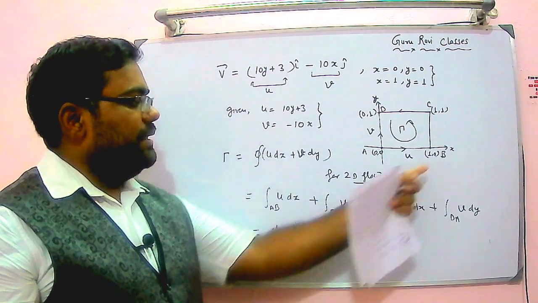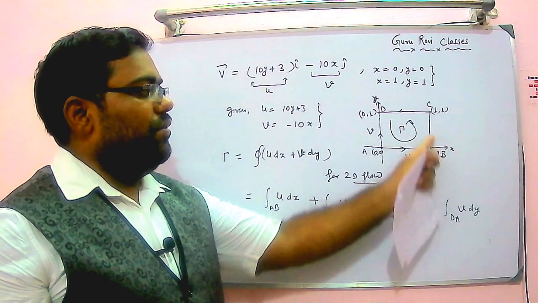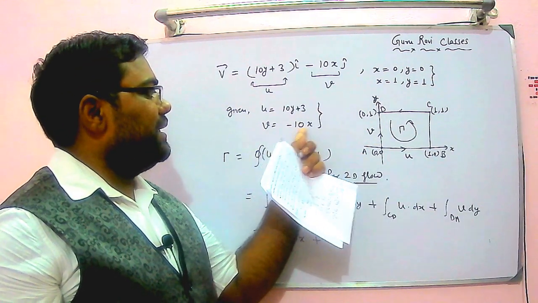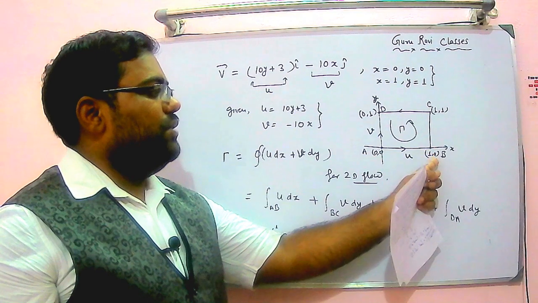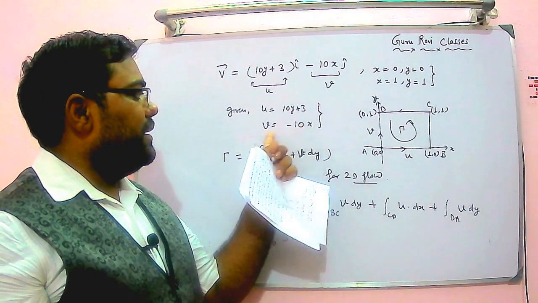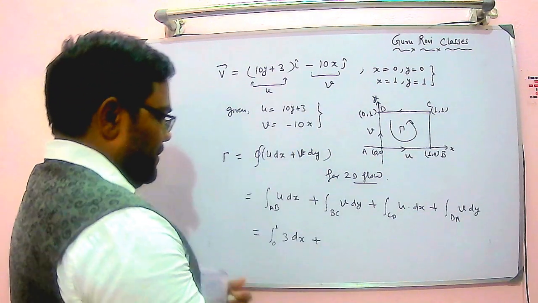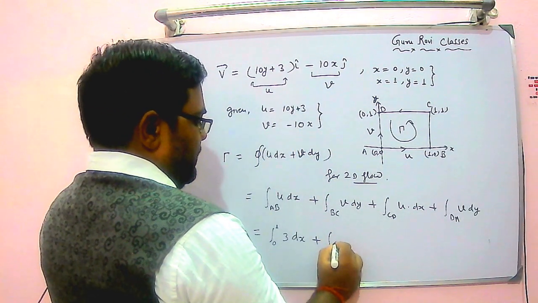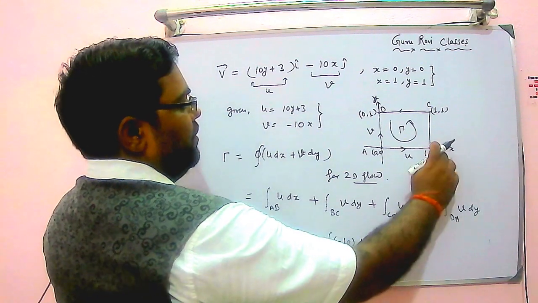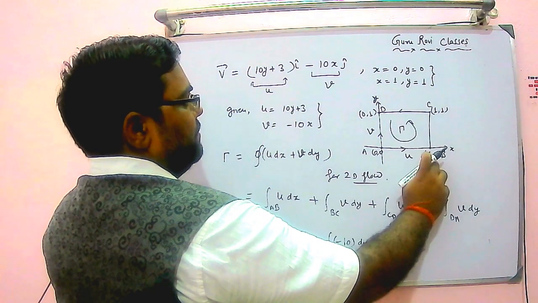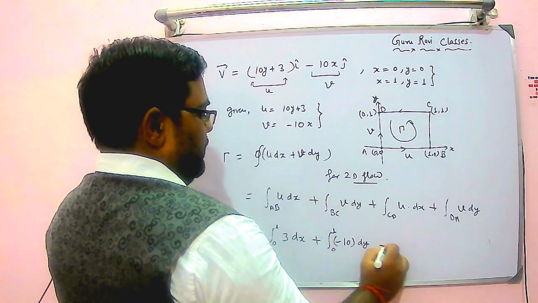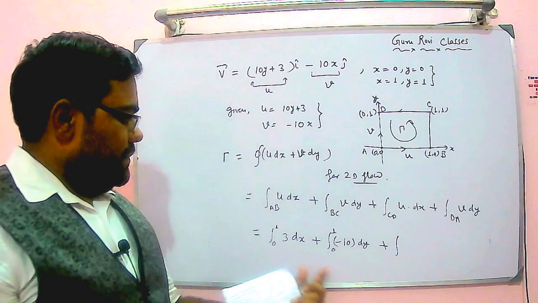Second term for BC. Here only the v component will be there, the vertical component of velocity, which is minus 10 times x. And what is the x value here? The x value is equal to 1. So if you substitute x is equal to 1, I get velocity equal to minus 10. So integration of minus 10 dy. What is the limit for y along this? Starting from 0 and going to 1. 0 to 1, plus 2 I have written.